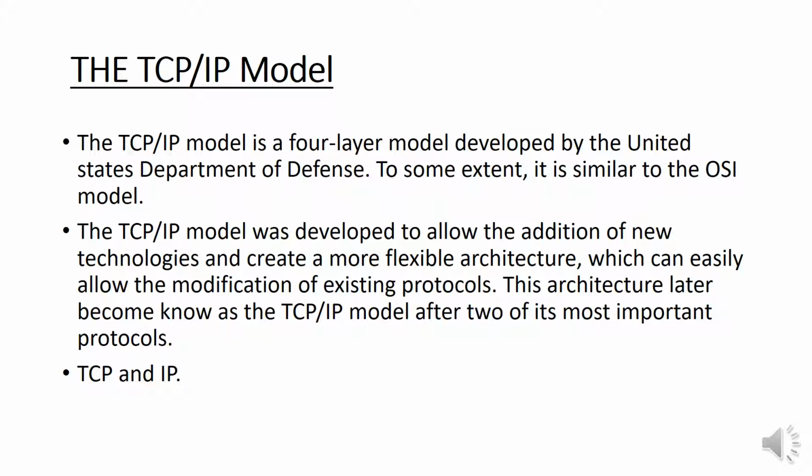The TCP and IP model was developed to allow the addition of new technology to create a more flexible architecture, which can easily allow modification of extension protocols. TCP and IP model functions include message segmentation, acknowledgement, traffic control, session multiplexing, error detection, and correction. In our next slide, we are going to state the four layers of the TCP and IP model.